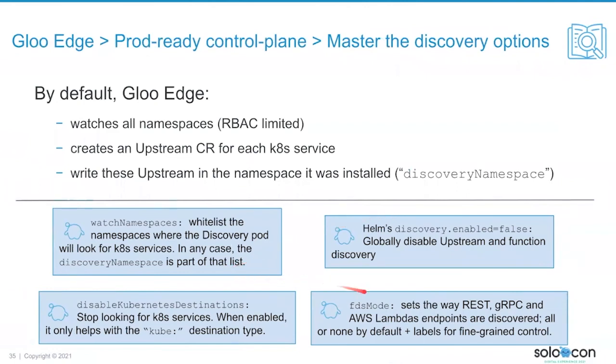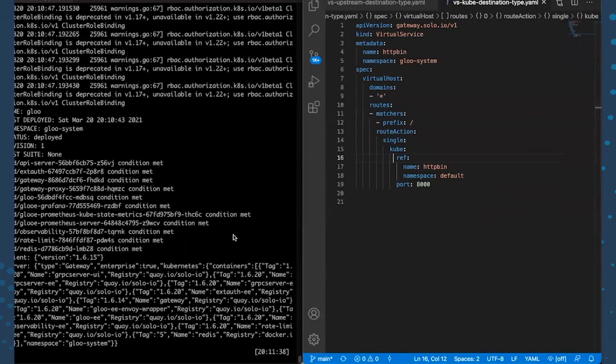And just before, I will speak about the function discovery service, the FDS. This is a way for Gloo to discover REST endpoints or gRPC endpoints, or even AWS Lambda endpoints by scraping existing upstreams. And you can choose if you want Gloo to scrape all upstreams or only the ones that you label explicitly. And of course, you can disable upstream discovery and function discovery with this global option on your Helm chart. So now, a quick demo.